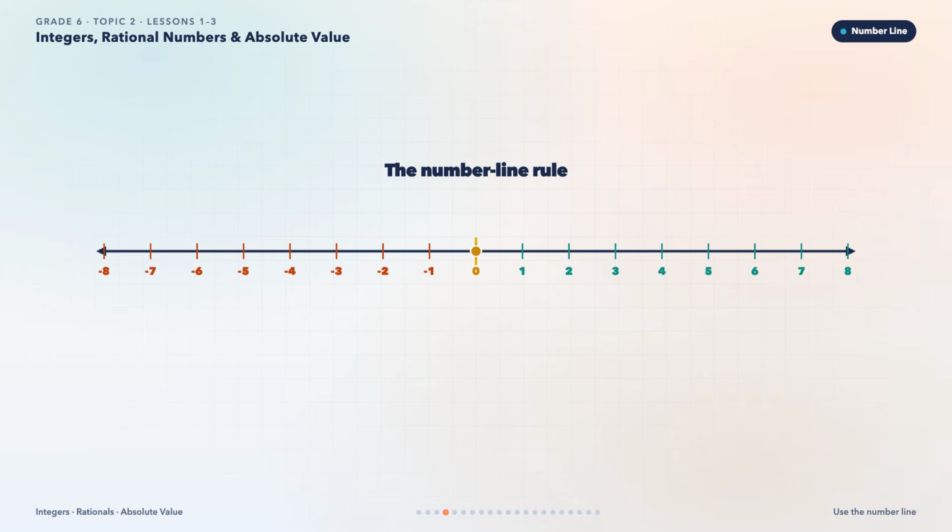Here's the number line rule for comparing. The farther right a number is, the greater it is. The farther left a number is, the smaller it is. We will use that rule with real temperatures.